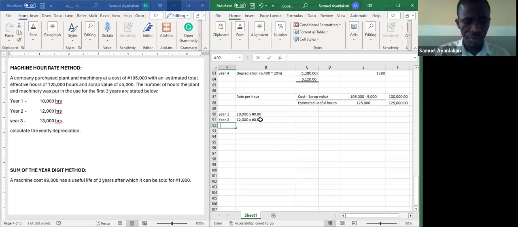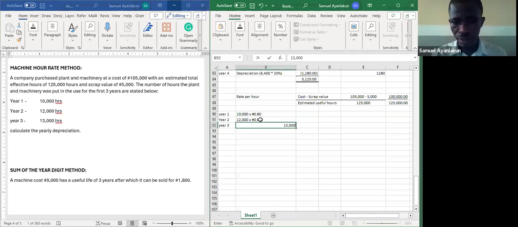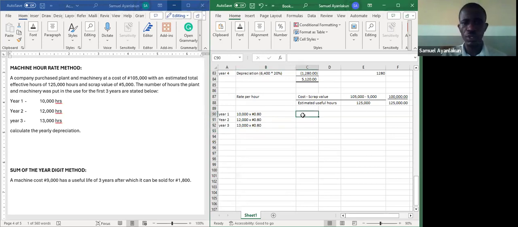Year three also have 50,000 hours, times 0.8. So what do we have? So it's what you now get, what will be charged as depreciation.